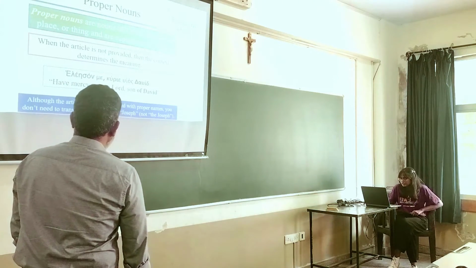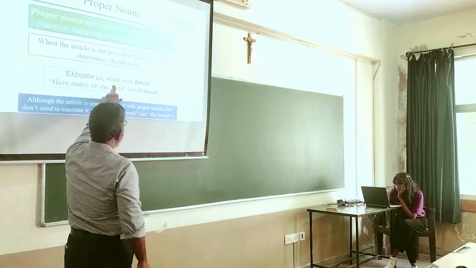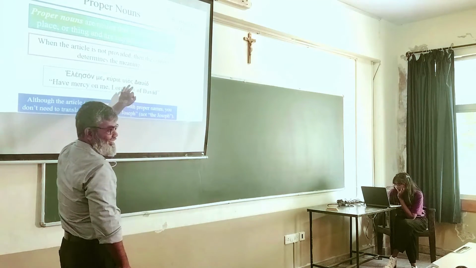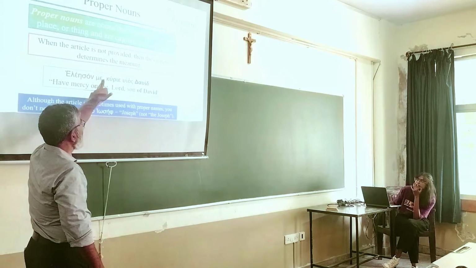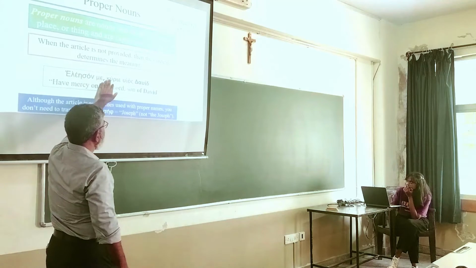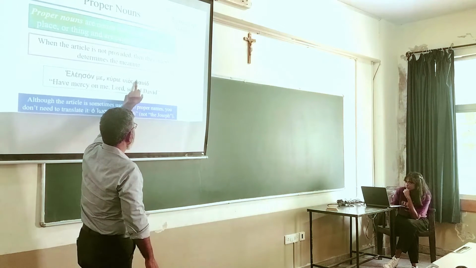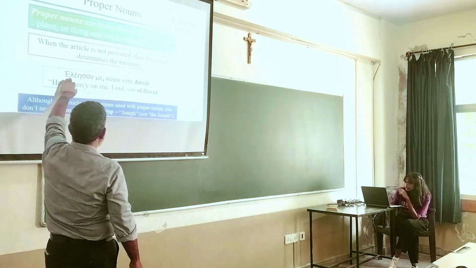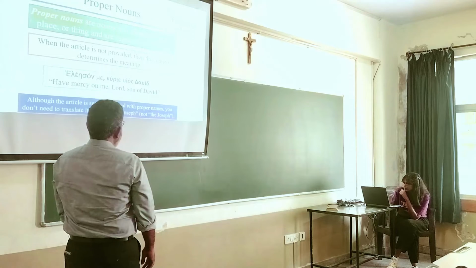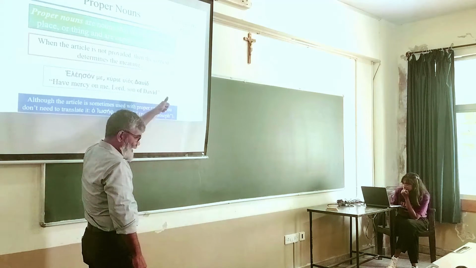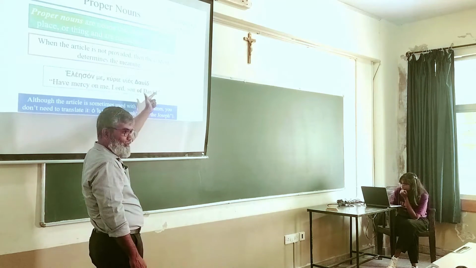Eleison me, Kyrie, huios David. Eleison me, Kyrie, this is vocative. Huios, David. Huios is son. Right? So, have mercy on me, Lord, son of David. Now, the problem is that David is not declined. It's a proper name, and there is no article. So how do you figure it out? By context.